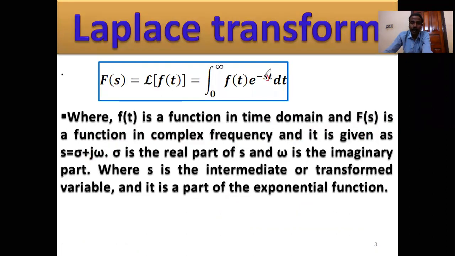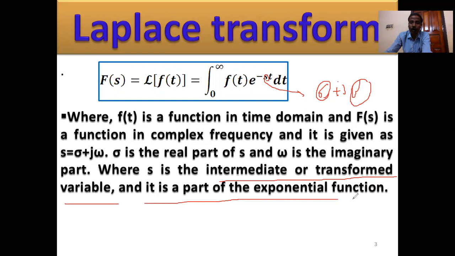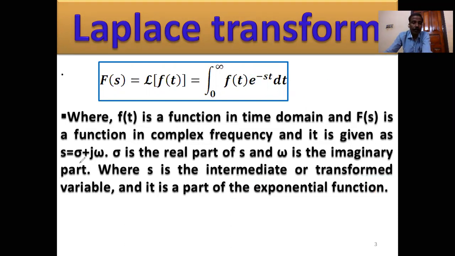So s is equivalent to sigma plus j omega, where sigma is the real part of s, and omega is the imaginary part of s, where s is the intermediate or transformed variable, and it is a part of the exponential function because it is e to the power something. Sigma has units of nepers per second, and omega has units of radians per second.